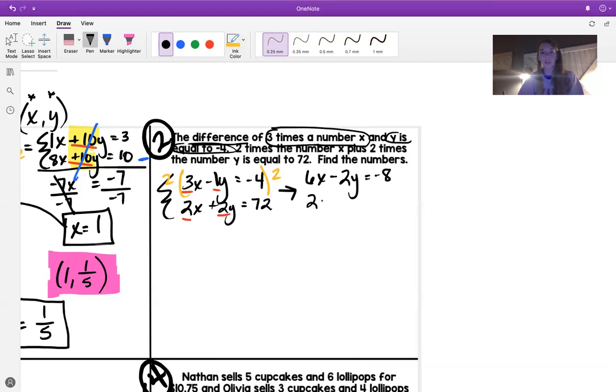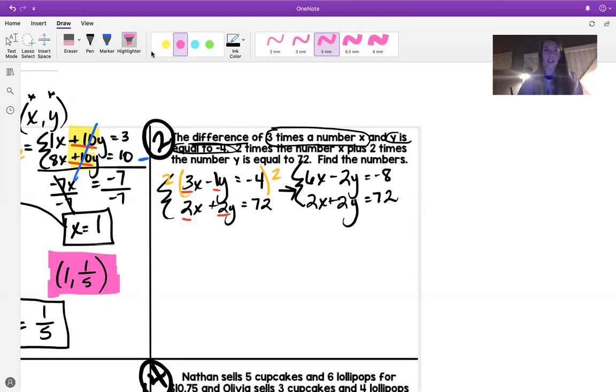And this is going to be 2x plus 2y equals 72. Okay, so this is my new system. And it's equivalent, so we're not actually going to change what the solution is. All right, and now I see that I have a -2y and a +2y. So this time my signs are different. If I want those to be eliminated, I'm going to have to add the equations together in order for those to cancel. So that's going to cause those to cancel out.